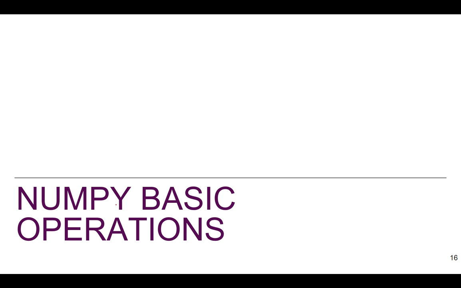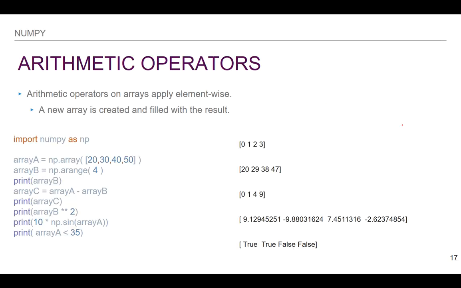We will go over NumPy's basic operations. Arithmetic operations in NumPy are applied element-wise, and the operation returns a new array. Let's walk through this simple example. Array A has the content of 20, 30, 40, and 50, and array B is initialized using a range, and if we print B, you get 0, 1, 2, 3. Suppose we want to subtract A minus B, you get 20. 20 minus 0 is 20, 30 minus 1 is 29, and so on.